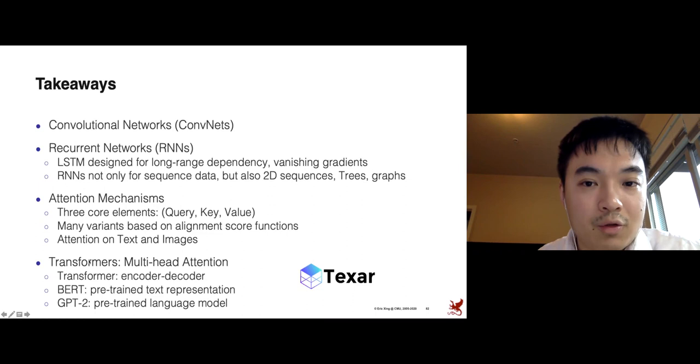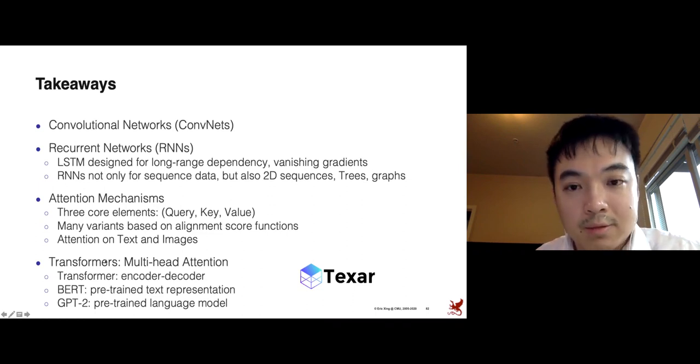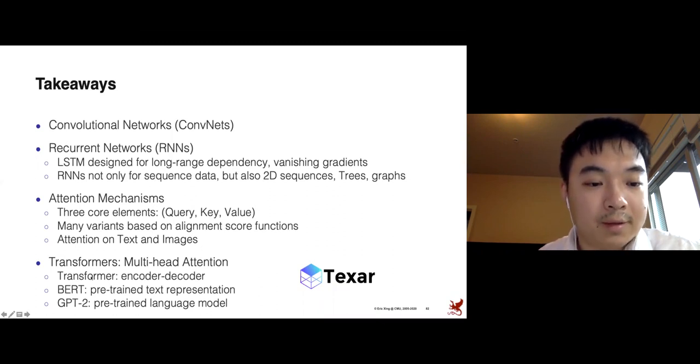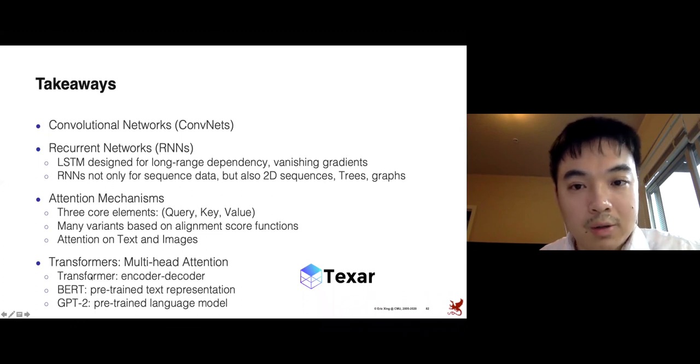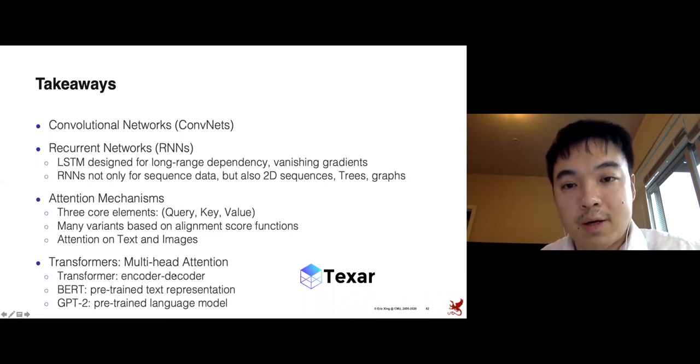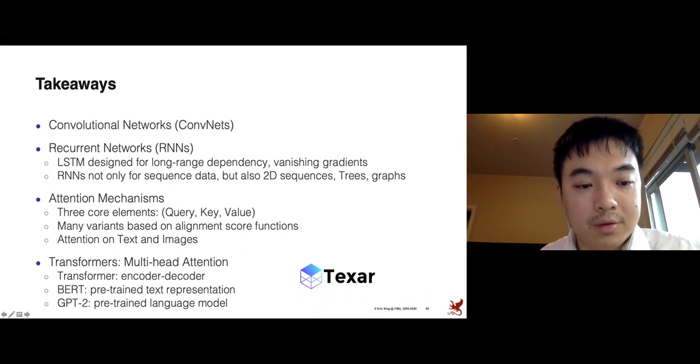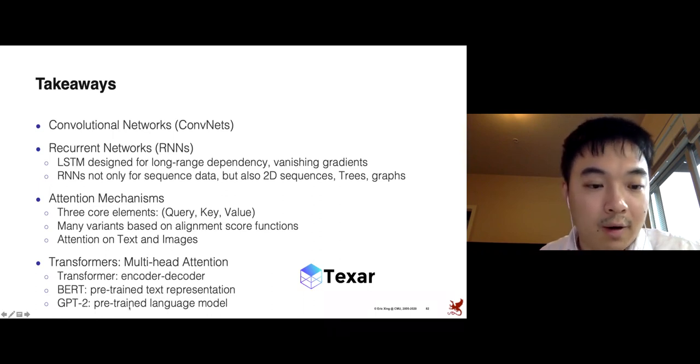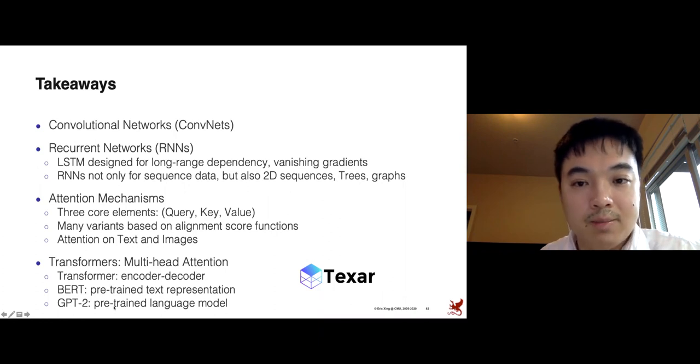And transformers basically consist of many blocks of multi-head attention. The first transformer model is an encoder-decoder architecture for machine translation, and BERT basically uses the transformer encoder, a very large one, pre-trained on a large corpus of text to get a pre-trained text representation model. GPT-2, we haven't really talked about this, but it's basically a transformer decoder with multi-head attention, and again, it's pre-trained on a very large corpus to get a pre-trained language model.